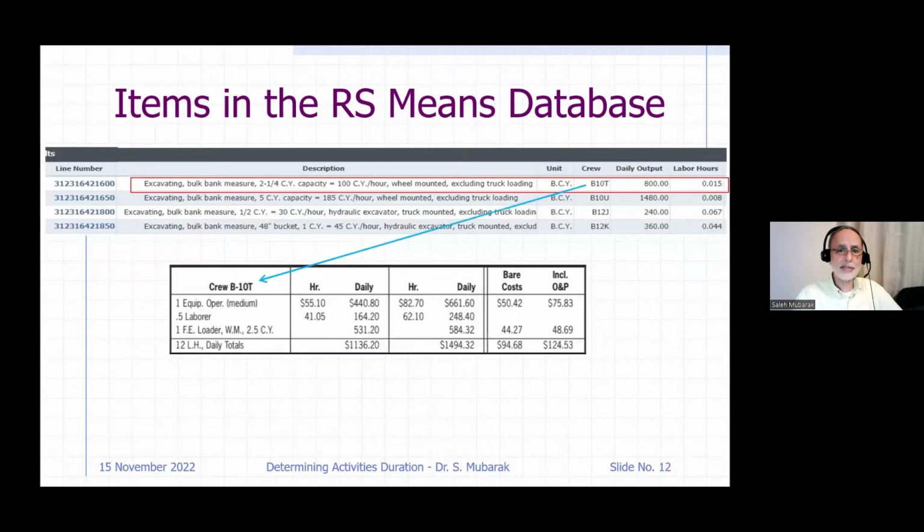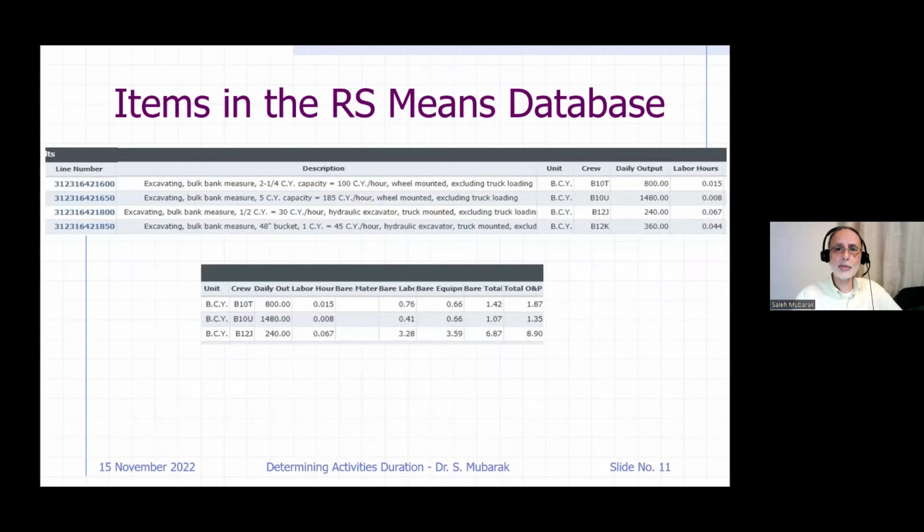Anyway, this is how it's telling you, you know, they put the productivity in 2 numbers, daily output. This is 800 bank cubic yards for this machine that is 2¼ cubic yard capacity.